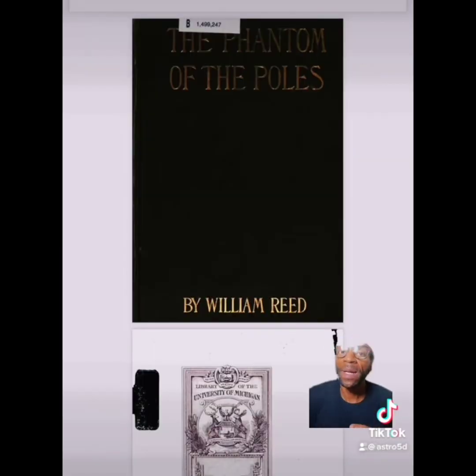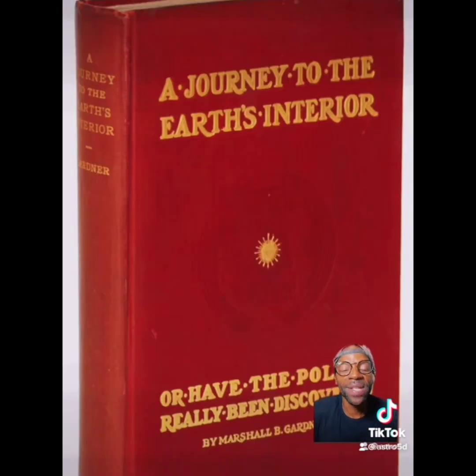And for this section, I'm going to bring in two more sources. The first is The Phantom at the Poles by William Reed. And the second is A Journey to Earth's Interior, or Have the Poles Really Been Discovered by Marshall Gardner.